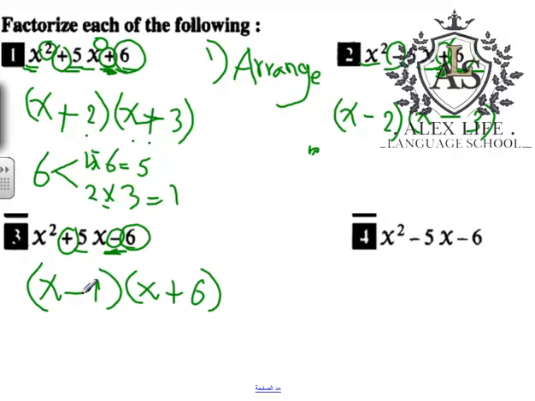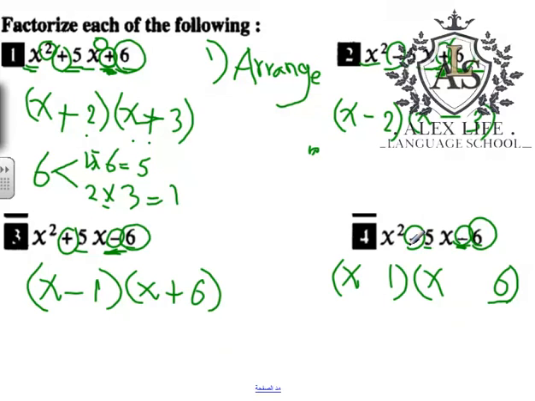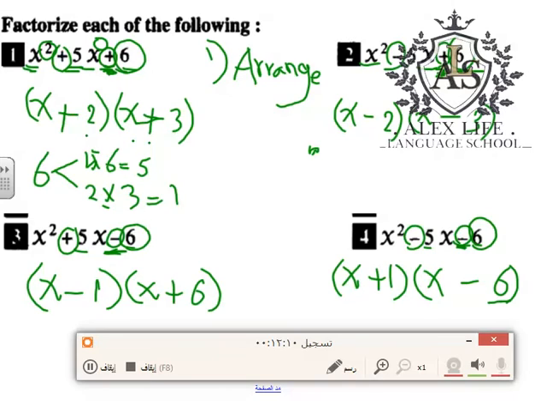The last one. This is arranged. Yes. Do we have a common factor? No. So x times x. And search for two numbers. If we multiply them, we get 6. And if we subtract them, we get 5. Which ones subtract to give 5? 1 times 6. Since the last sign is negative, the two have a difference. But the bigger number takes the middle sign, negative, and the other is the opposite. Thank you and see you in the next video, inshallah.